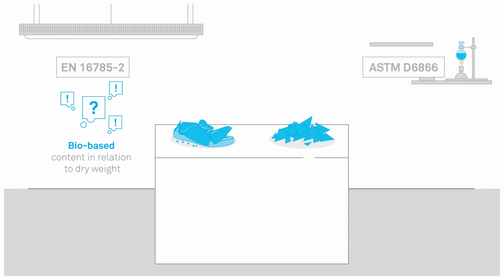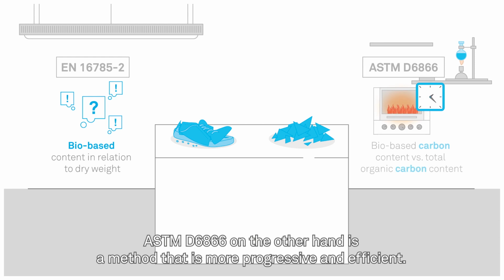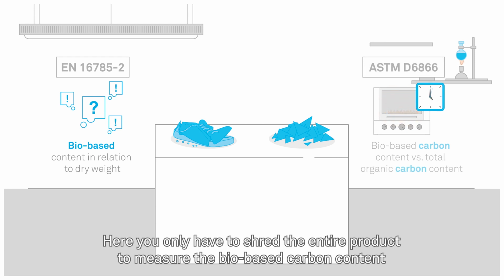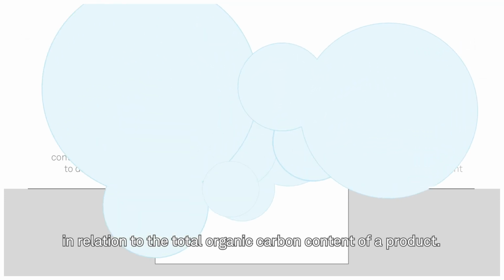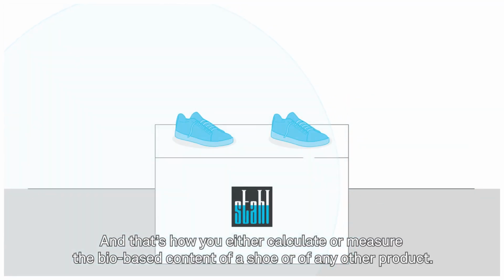ASTM D6866, on the other hand, is a method that is more progressive and efficient. Here, you only have to shred the entire product to measure the bio-based carbon content in relation to the total organic carbon content of a product. And that's how you either calculate or measure the bio-based content of a shoe or of any other product.